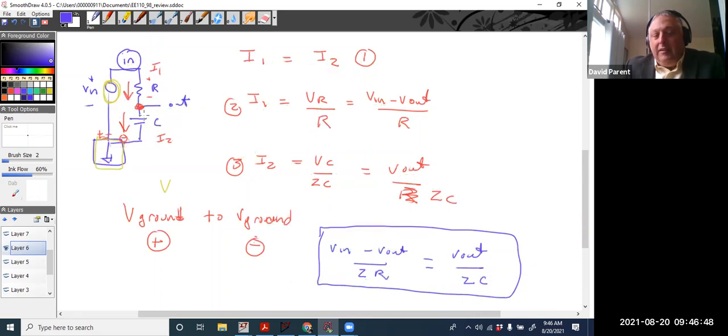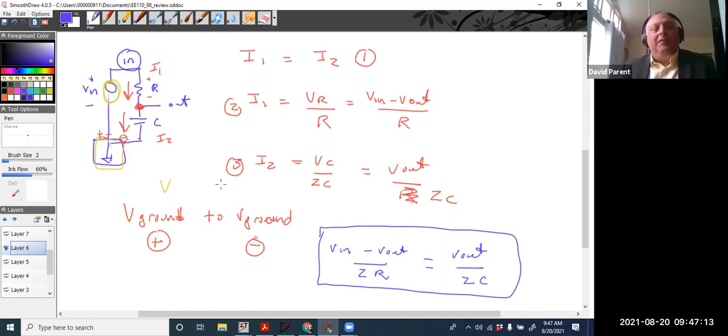And the thing is, sometimes you can't use mesh, sometimes you can't use voltage division. Nodal analysis is the most generic way. You should be able to find a solution no matter what using nodal, but sometimes it can be so convoluted that it'd be better to try to simplify it first.